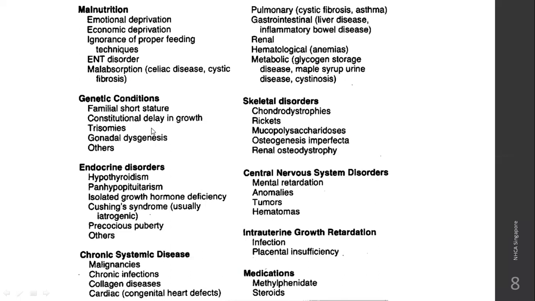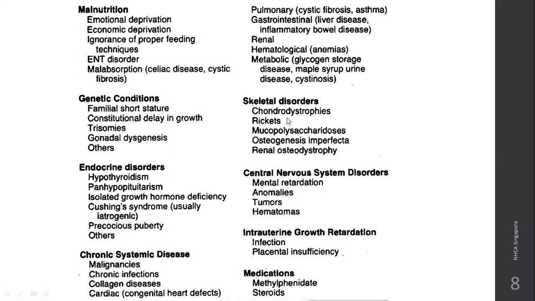And chronic systemic diseases like any cancer. The child is suffering from repeated infections, collagen-based diseases, congenital heart diseases like septal defect, ventricular defect, atrial defect, pulmonary diseases like cystic fibrosis, asthma, and then malabsorption diseases, liver diseases, gastrointestinal diseases, IBS, renal inadequacies, nephropathies, anemia. If a child is suffering from anemia, metabolic conditions like type 1 diabetes, glycogen issues, maple syrup urine disease, which is an inborn error of metabolism like phenylketonuria. Cystinosis is another metabolic condition.